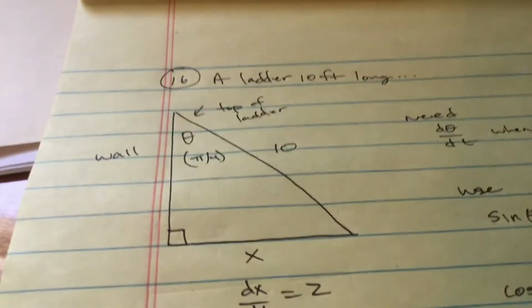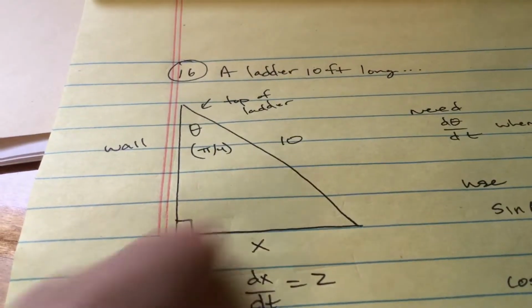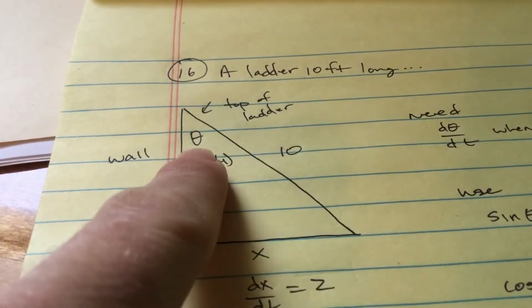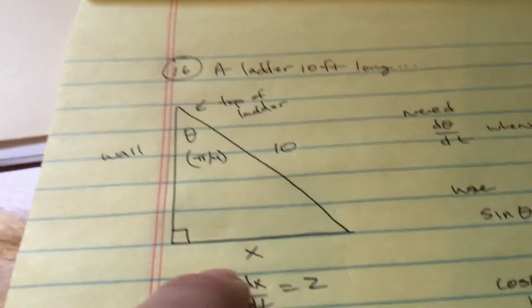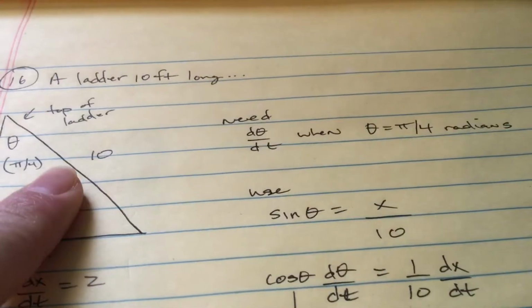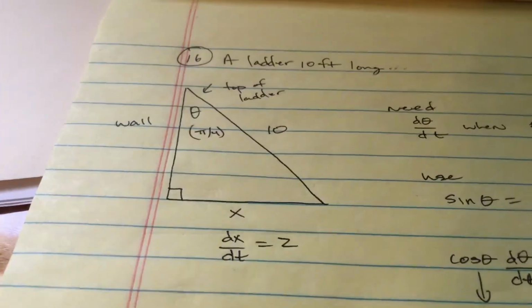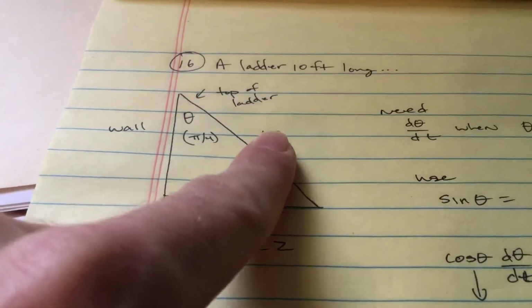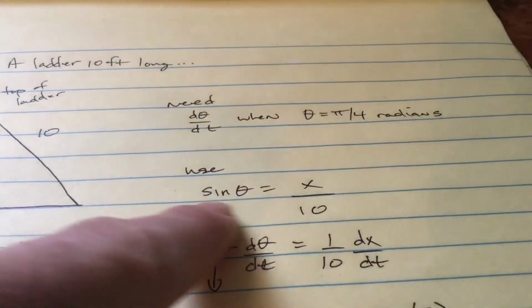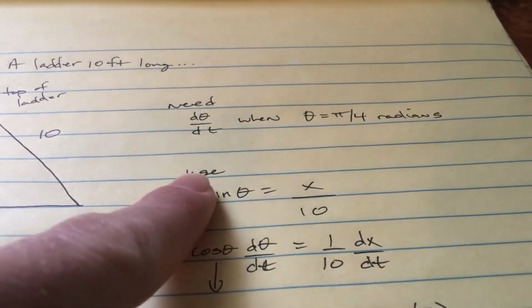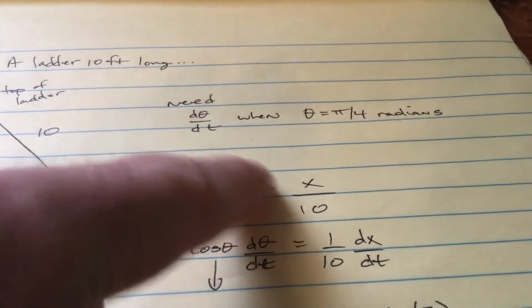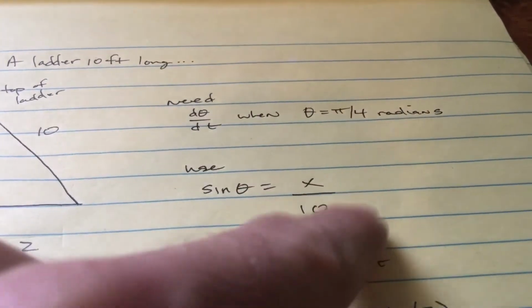A 10-foot ladder. Okay, that's what's going on. We're looking at the top of the ladder on the wall. It's theta. dx/dt is 2, and the ladder is 10. We need dθ/dt when theta is pi/4 radians. What do we have here? We have opposite and we have hypotenuse, so we're going to use sine. Sine of theta is x over 10. Take the derivative: cosine theta times dθ/dt is equal to 1/10 dx/dt.